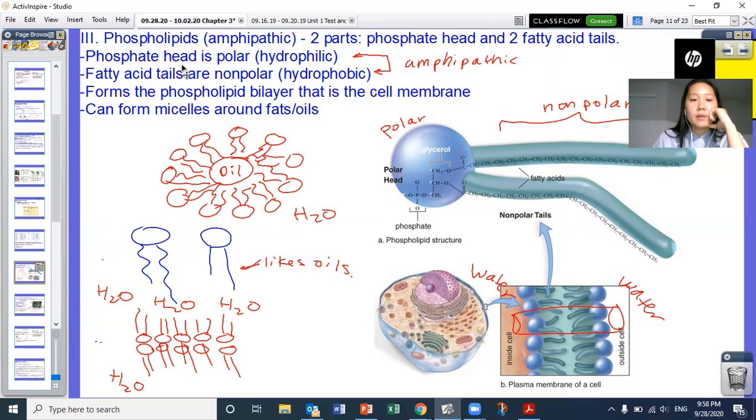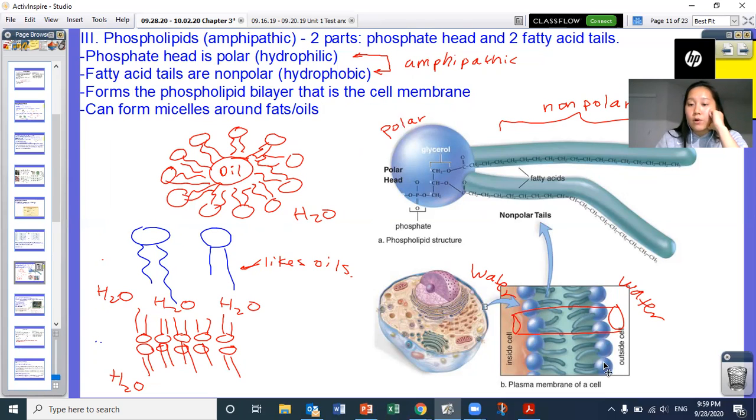So again, phospholipid heads are polar, so they are hydrophilic. They love water. They're charged, so they love interacting with things that have charges, like water, right? Fatty acid tails are nonpolar, so they are hydrophobic. And when you have the 2 of these together on one molecule, like the phospholipid, you have amphipathic molecules. It forms a phospholipid bilayer that is a cell membrane.